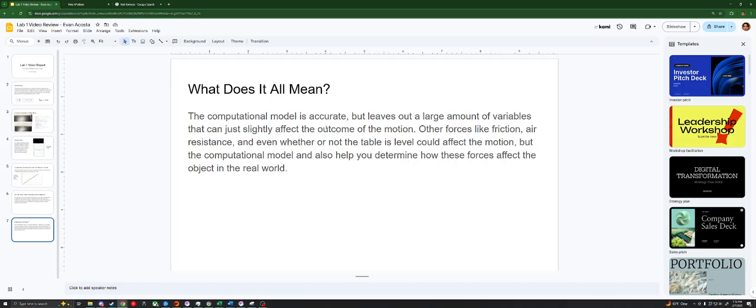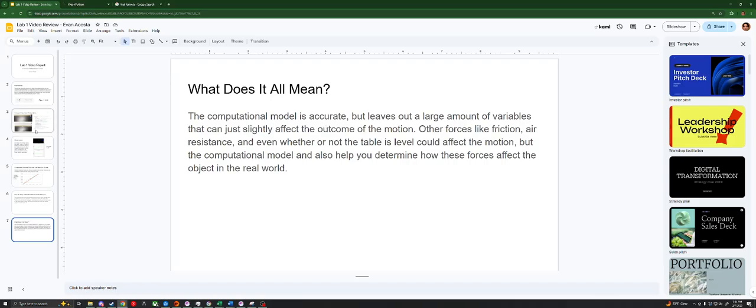So what does this all mean? The computational model is relatively accurate, but it does leave out a large amount of variables that affect the motion of objects in the real world. Other forces like friction, air resistance, and whether or not the table is level could affect this motion. But the computational model is really quite helpful in determining some base level of behavior that these objects have.